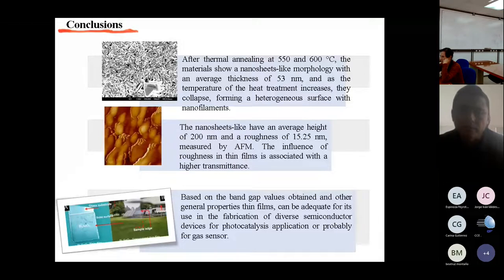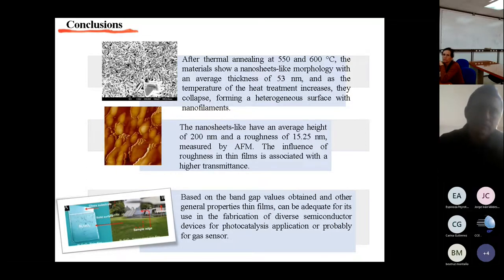The influence of the roughness in the films is associated with a higher transmittance. Finally, based on the bandgap values obtained and other general properties, thin films can be adequate for use in the fabrication of diverse semiconductor devices for photocatalysis applications or probably for gas sensors.